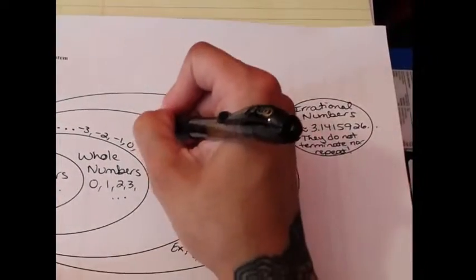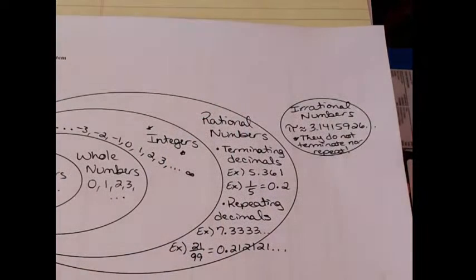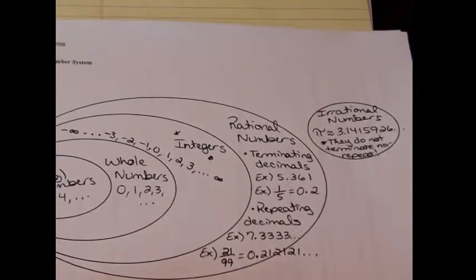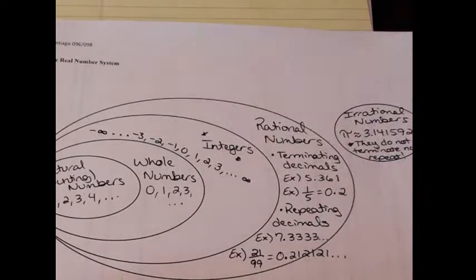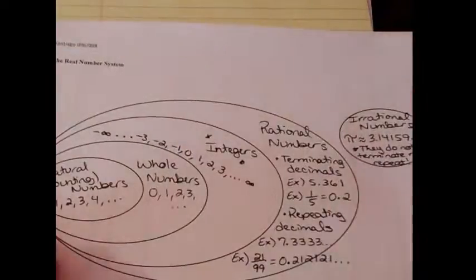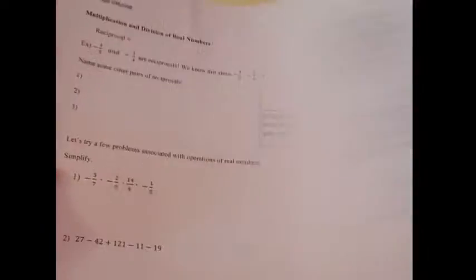I'm going to put a couple stars next to integers because I really, really want you to be familiar with that terminology. I want you to be comfortable with the fact that if we're referring to an integer, we know that it's going to be a whole number or its opposite, meaning the negative. Okay, negative whole numbers. Good. All right, let's continue on with our notes.